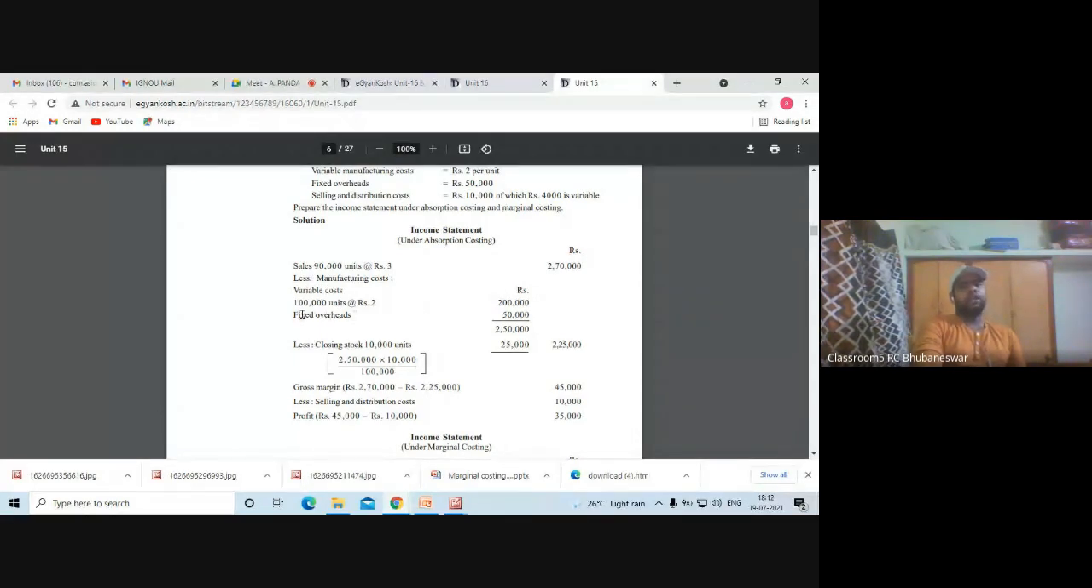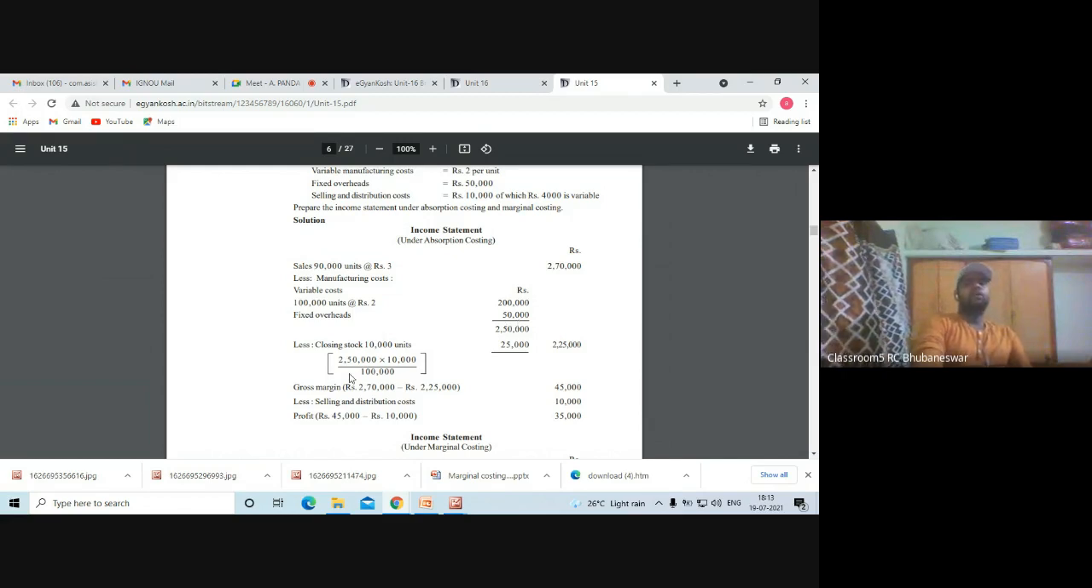Then fixed overhead, we will take everything into account because it is absorption costing, both fixed and variable will be taken into account. So here 50,000 is also there. So total 2,50,000 less closing stock. How to value this closing stock? Closing stock means here for 1 lakh unit, the total cost which is spent, that is 2,50,000. So 2 lakh plus 50,000.